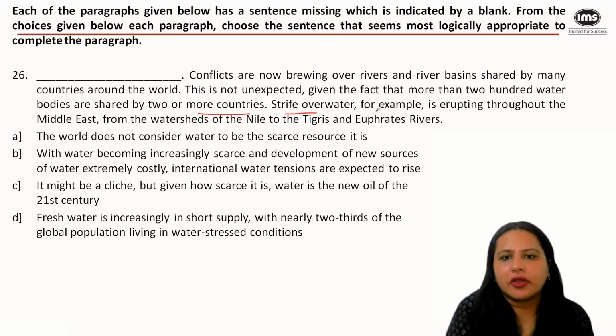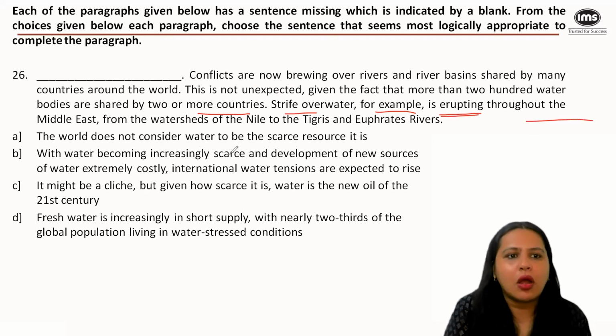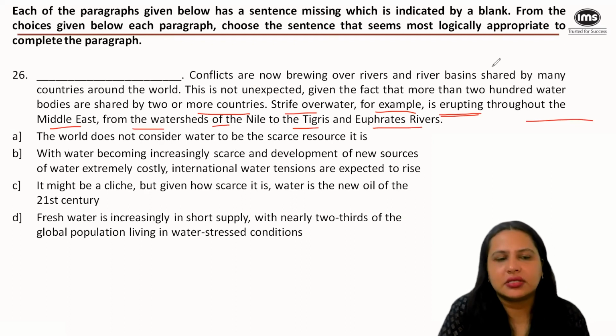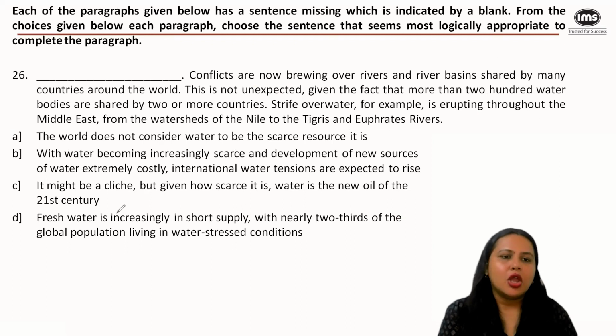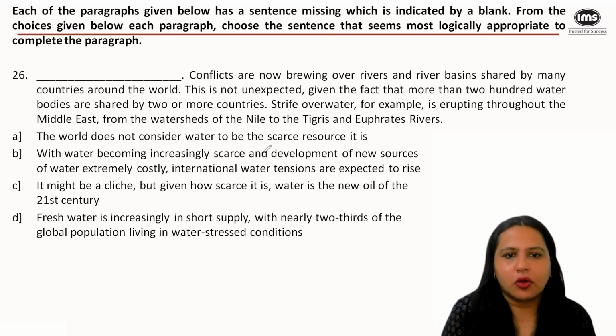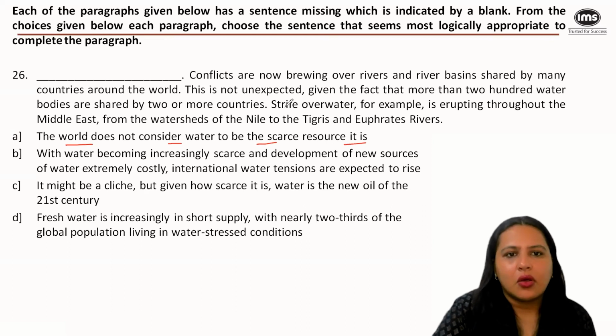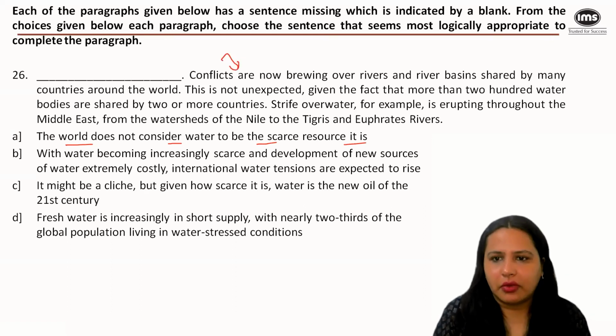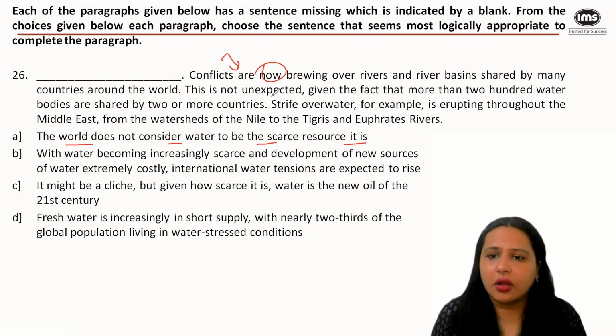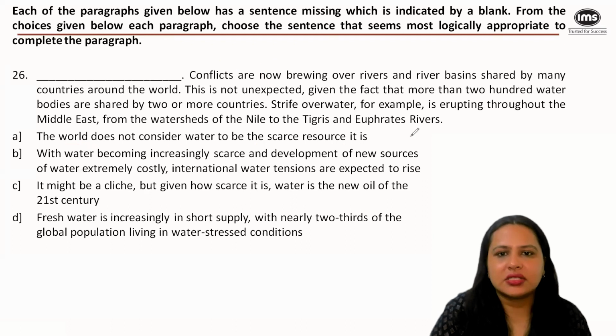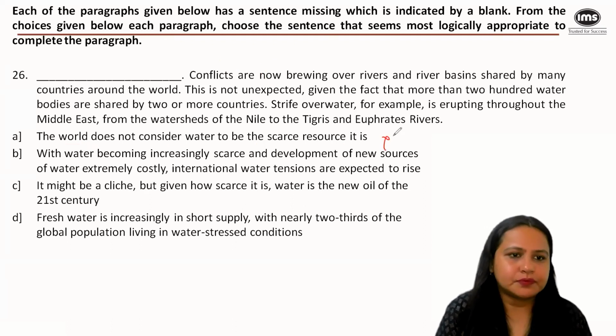Strife over water, for example, is erupting, present continuous tense, is erupting throughout the Middle East from the watersheds of the Nile to the Tigris and the Euphrates River. Let's look at the options. Option A says the world does not consider water to be the scarce resource it is. If the world does not consider water to be the scarce resource, why are the conflicts erupting? And especially the word conflicts are now erupting, because if I don't consider anything scarce, why will I fight over it? So this is contradictory to the overall theme.